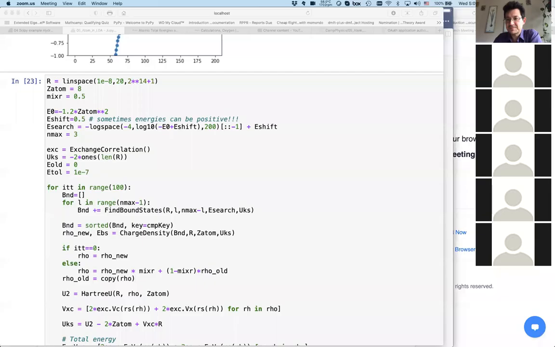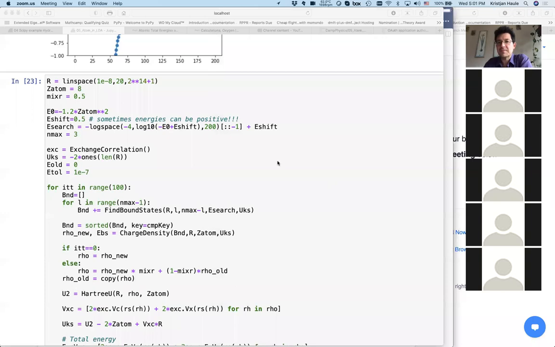Okay, and sharing the screen. Okay, you're supposed to see the screen now.